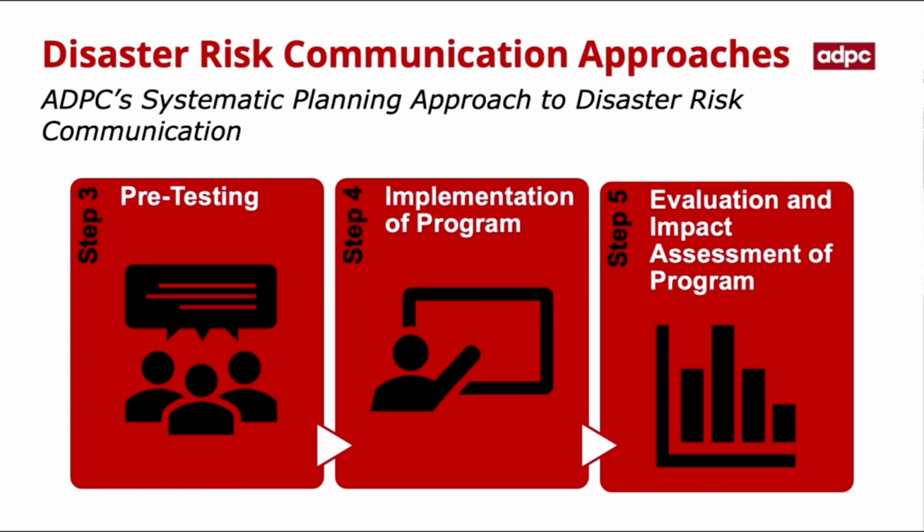The fourth step is implementation of program. After the design and content of your communication materials have been modified based on the outcomes of the workshops with your target group, you can start implementing your risk communication plan. Some of the activities that are usually done at this stage are, for example, distribution of brochures and leaflets, organization of risk communication events such as conferences and rallies, and discussion forums, among many others.